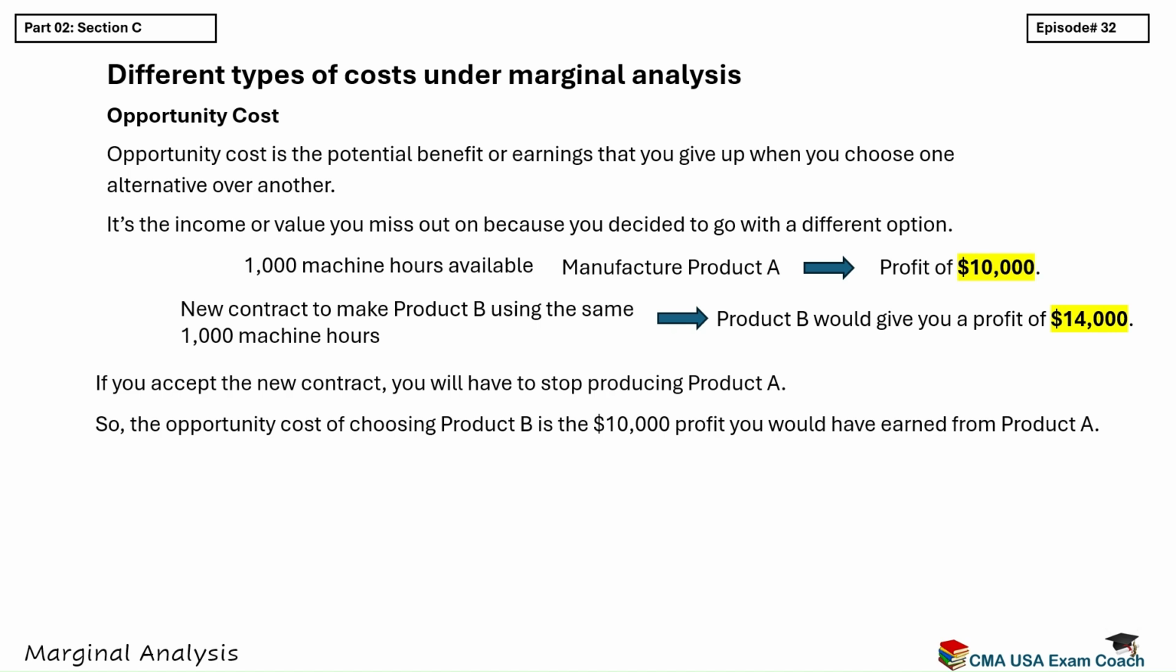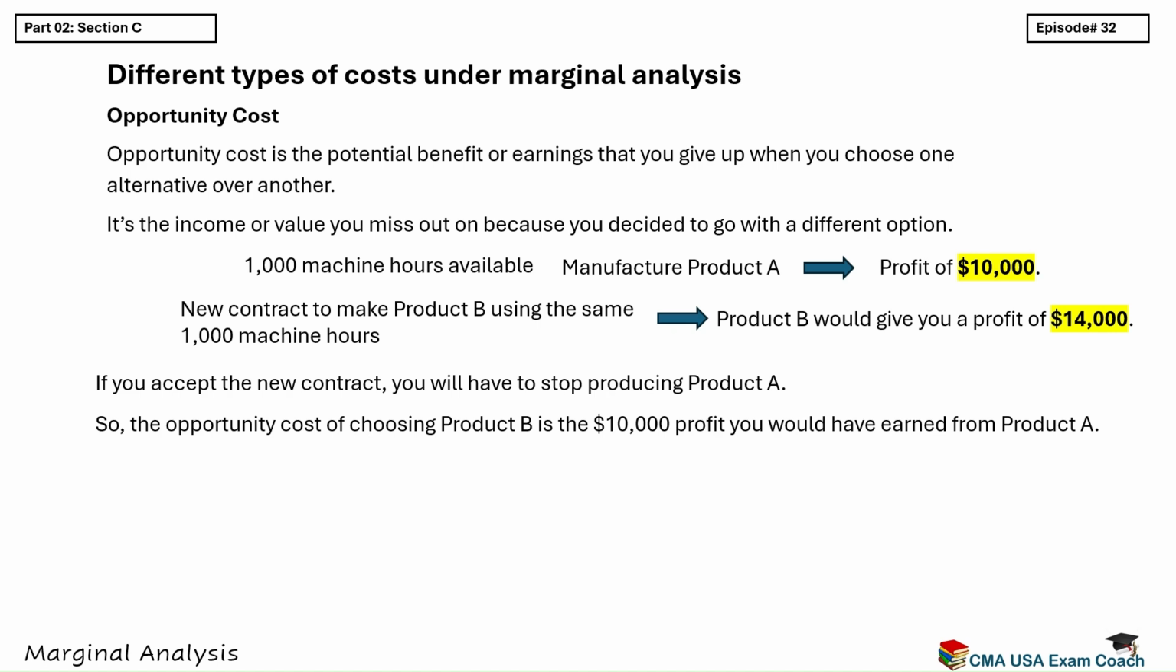To summarize, opportunity cost equals the benefit of the next best alternative that you give up. It is not a recorded cost, but it is very real and relevant. It helps managers make better decisions by considering the full economic impact.